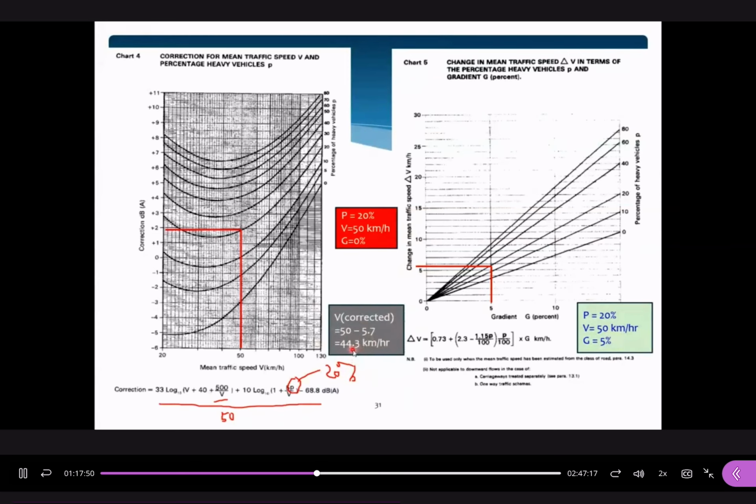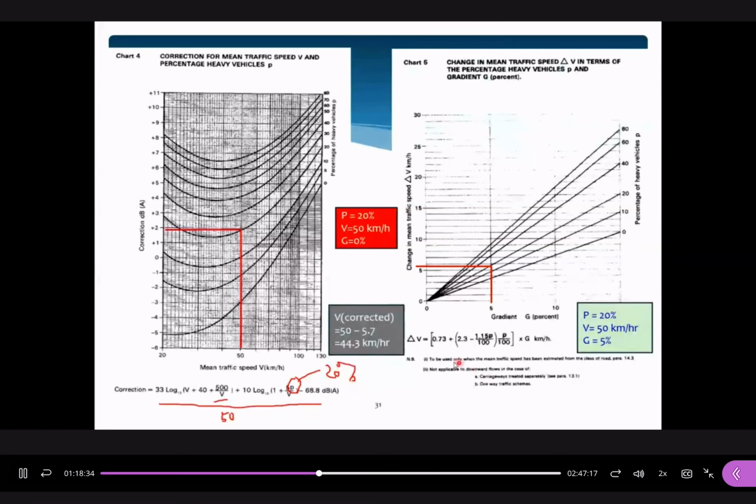Why? If you drive a car in upward flow, the speed could be reduced, correct? If you drive a car along the upward gradient, the speed could be reduced. So this one is to make corrections for that reason. There is a remark here. This table is not applicable to downward flow because for downward flow, you need to use the brake to control the speed. Otherwise, it could be increased. Okay, this is just for upward flow.